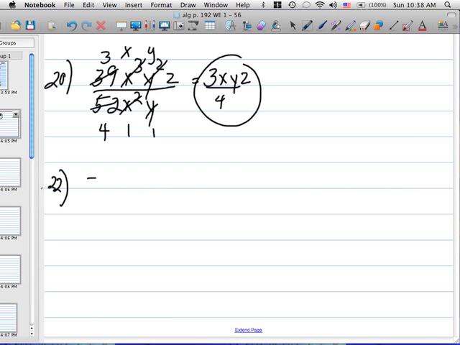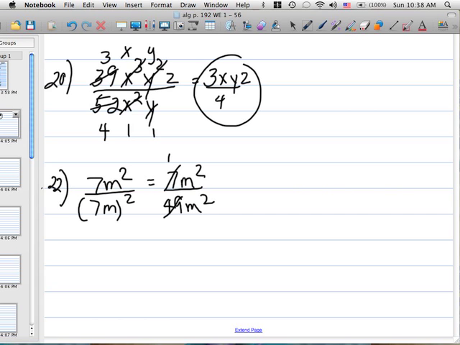Problem number 22, 7m squared over the quantity 7m squared. So before I can cancel, I have to get rid of the parentheses. So I have 7m squared over 7 times 7 is 49m squared. Now I can cancel. 7 goes into 7 once and into 49 7. The m squareds cancel out, so I have 1 over 7.